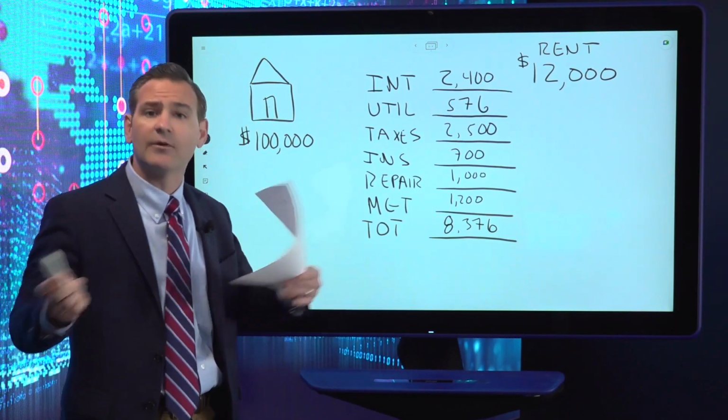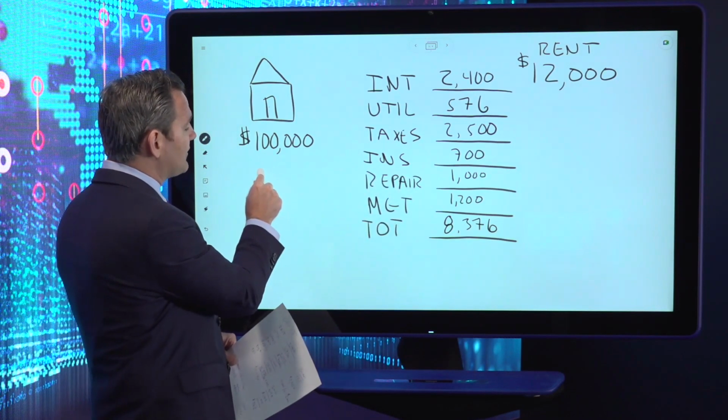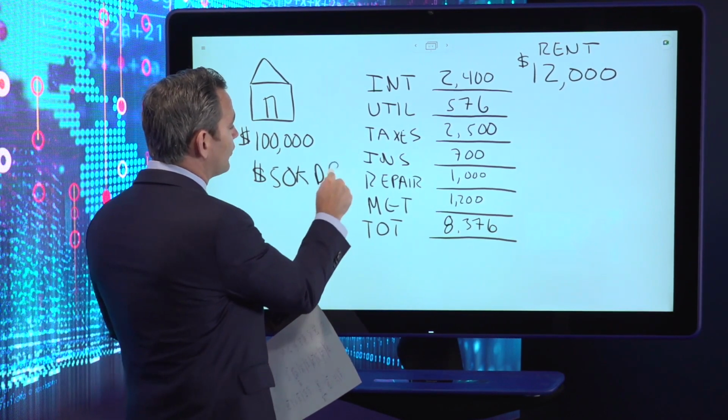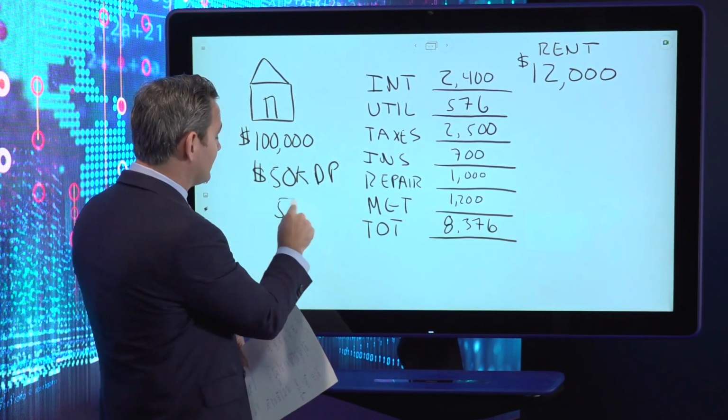Okay, so back to our example, we buy a $100,000 property with our self-directed IRA. That would be traditional IRA, Roth IRA, SEP IRA, simple IRA. And let's say the IRA is going to make a $50,000 down payment, and then we're going to have a non-recourse loan come in for the $50,000 in financing.